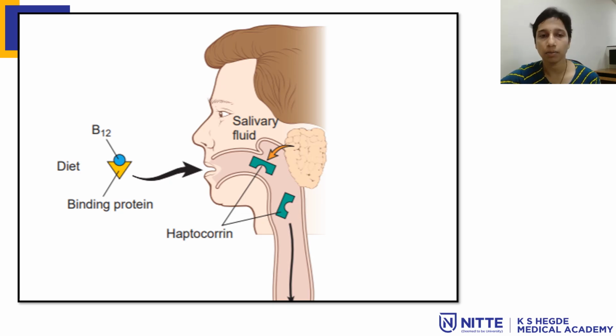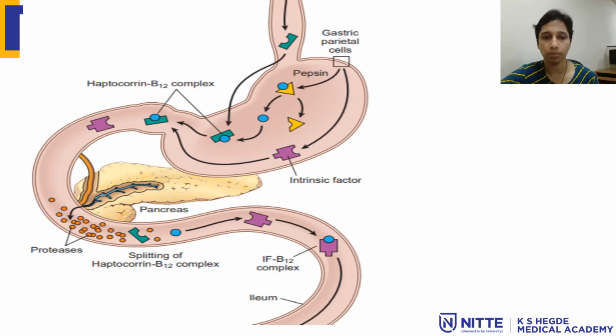So coming to the absorption. In our food, vitamin B12 is bound to some unknown protein. When we chew the food, the salivary protein, which is called haptocorrin, will be mixed with the food. So this vitamin B12, which is bound to an unknown protein, will mix with the haptocorrin and enter the stomach.